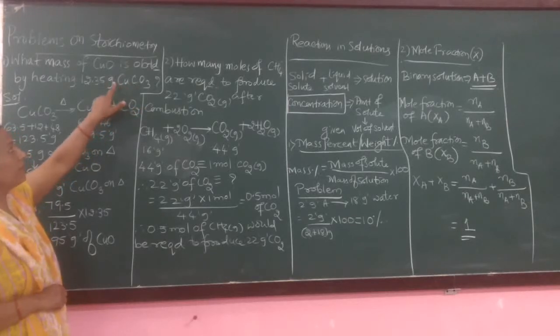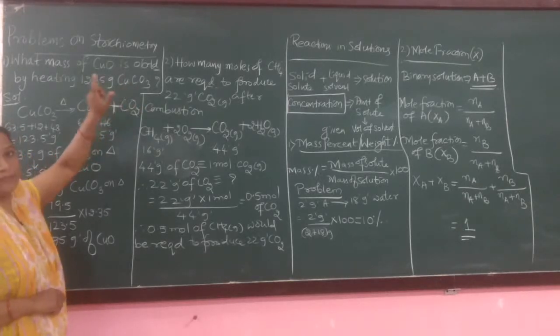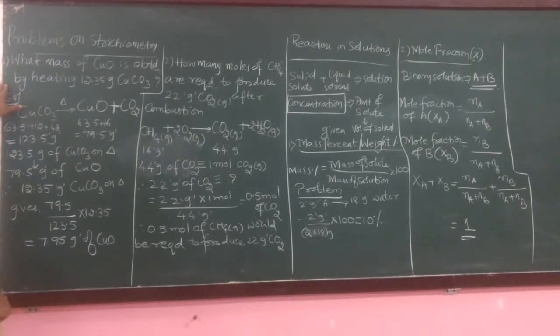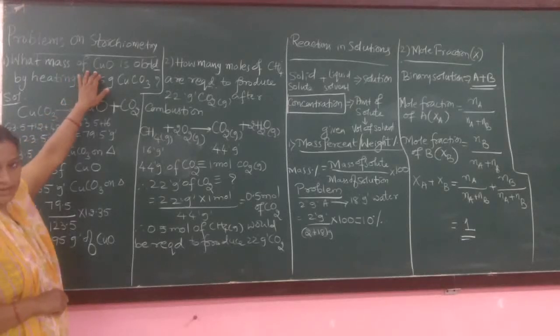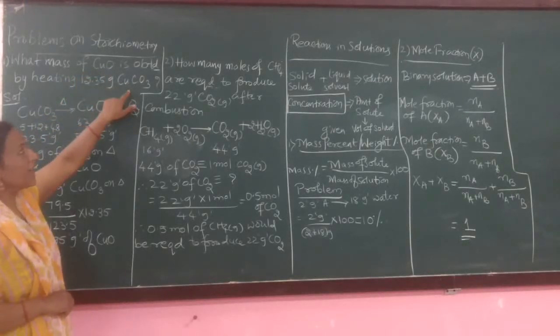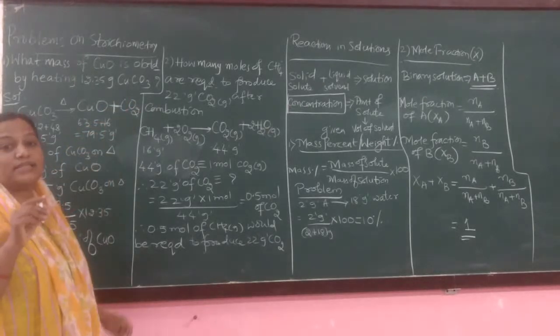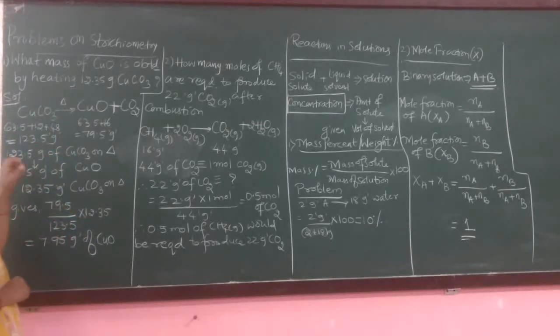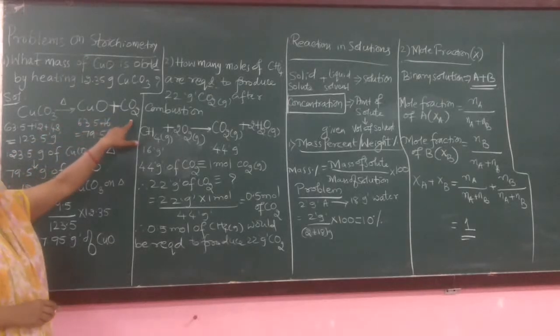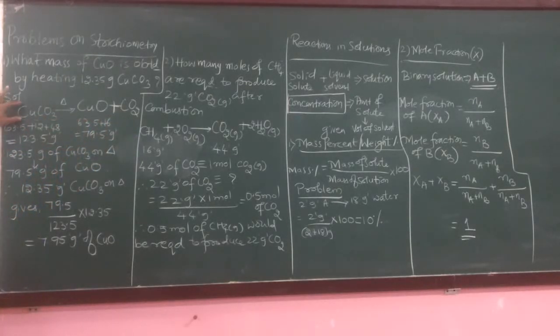I have written the formula of copper carbonate as CuCO3. Now if you look at the problem, you are supposed to find the mass of copper oxide after heating the reactant copper carbonate. So at first you should be able to write the balanced chemical equation for the given reaction. The balanced chemical equation can be given as CuCO3 on heating gives you CuO plus CO2.